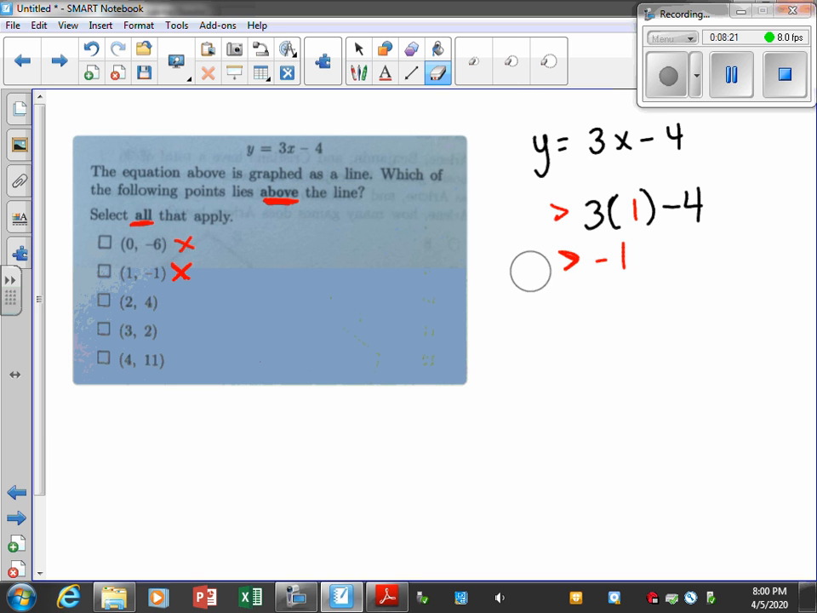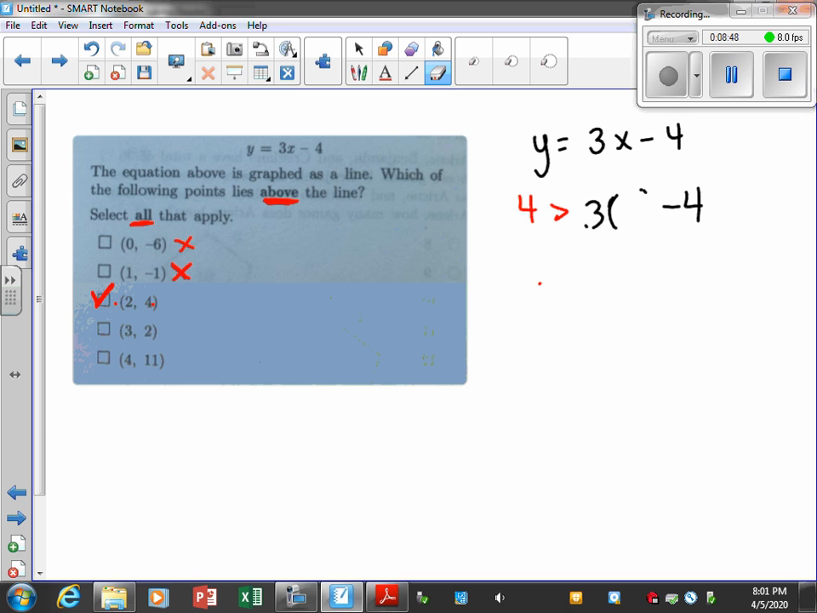Now we're going to check the next one. And we're going to check when x is 2, y is 4. And then I'm going to have 3 times 2 is 6. 6 minus 4 is 2. Is 4 greater than 2? Does Pac-Man eat the bigger number? Yes, he does. That's true. So we do know that 2, 4 is in fact above the line.